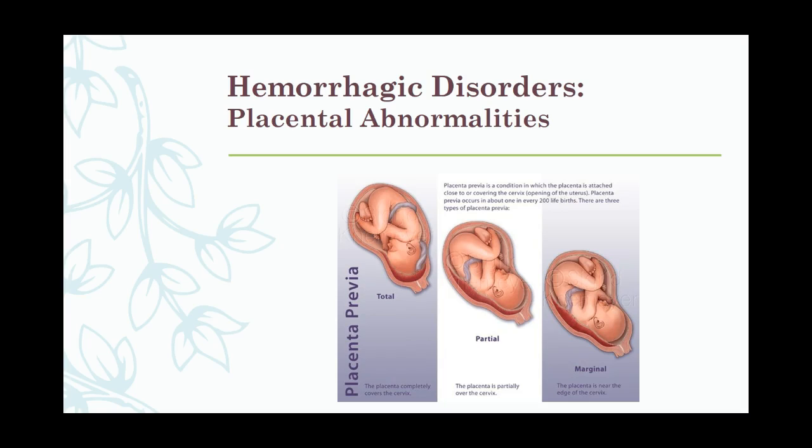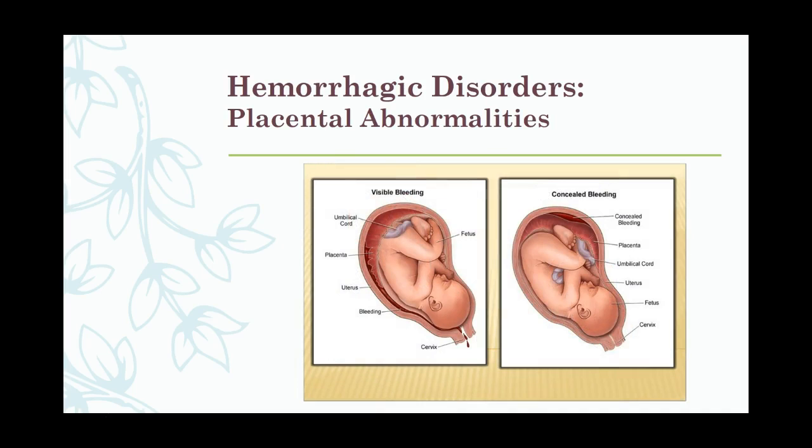We already know that a previa is a condition in which the placenta is attached close to or covering the cervix. And remember what the opening of the uterus or cervix is called. It's called the cervical os, O-S. Placenta previa occurs in about 1 in every 200 live births, and here you can see those 3 different types, so you need to know those.